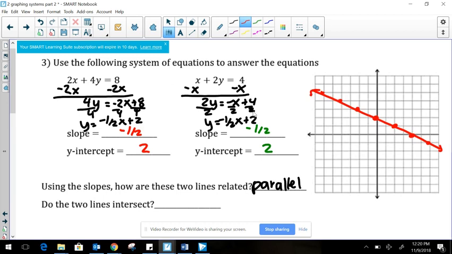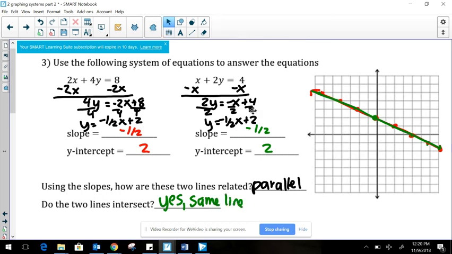Now the second equation. Ooh, this is going to be strange. My y-intercept is also 2, and my slope is the same. Okay, so the lines are literally the exact same line. So do lines intersect? Yeah, they're the same line. Yes, they're the same line.